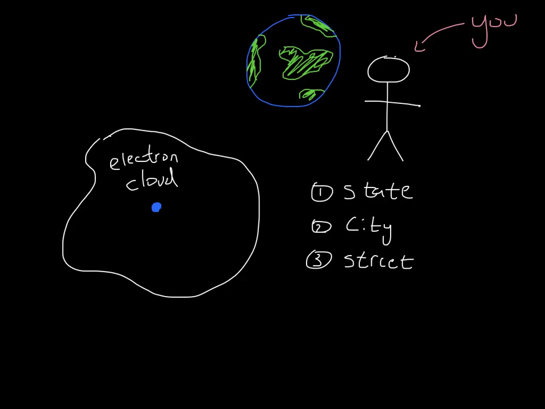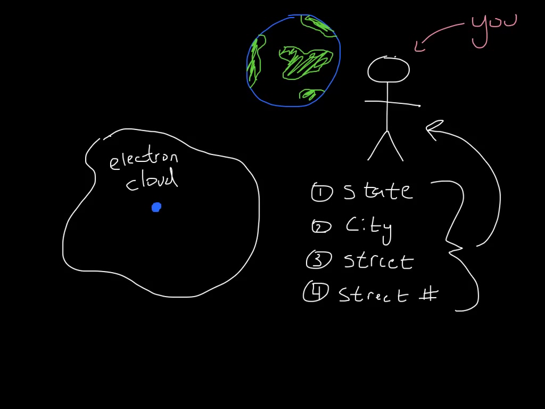But we need to pinpoint it even farther, and if we wanted to do that, we would finally give them our street number. So with those 4 pieces of information, we can pinpoint exactly where a person resides. You give them the state, the city, the street, and the street number. Once we know that, we know where a person lives. We can do the same thing with an electron.